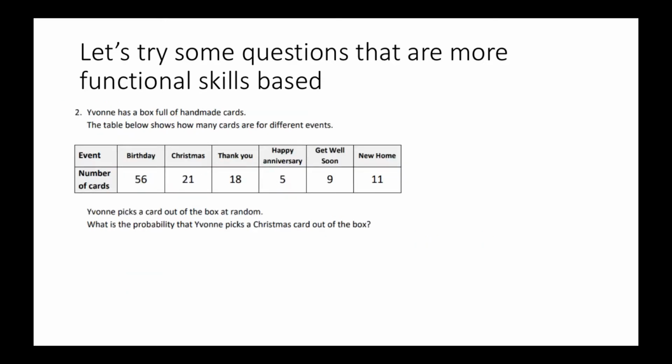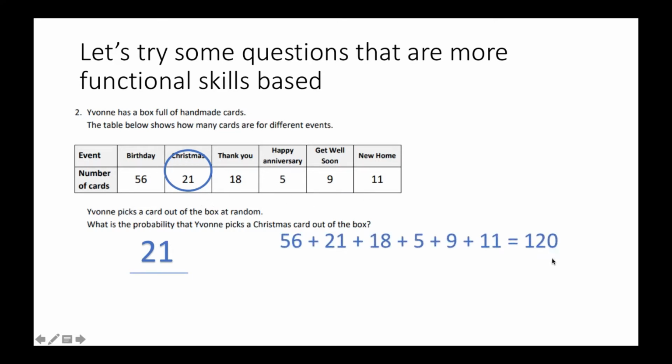Okay, let's look at another one. Yvonne has a box full of handmade cards. The table below shows how many cards are for different events. Yvonne picks a card out of the box at random. What is the probability that Yvonne picks a Christmas card out of the box? Well, we have 21 Christmas cards. And when we write probability, we need to write the number of whatever they're asking us to write out of, so 21, out of, as a fraction, the total amount. Okay, so we'll add all of those numbers up, giving us 120. Okay, 21 divided by 120 on a calculator, 0.175 or 17.5%.